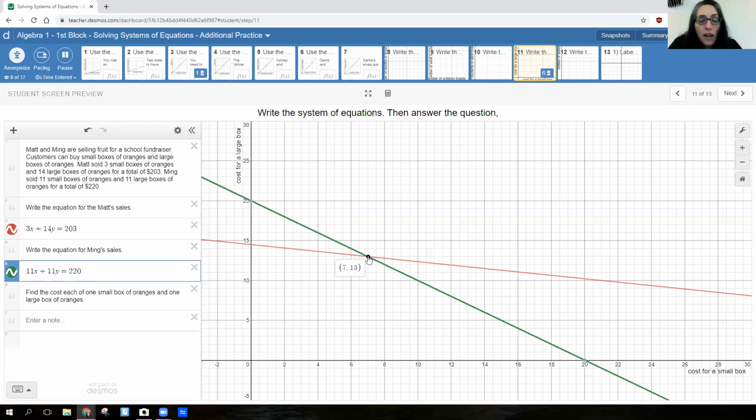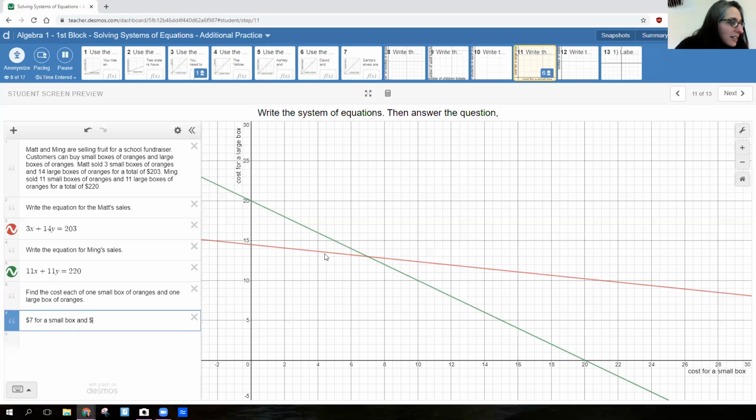So let's see. I see everybody getting the same thing, 7, 13. So the 7 represents down here on the x-axis, that's the small box, how much a small box costs, okay? And then the 13 represents how much a large box costs. So you will say $7 for a small box, and 13, not 11, $13 for a large box.